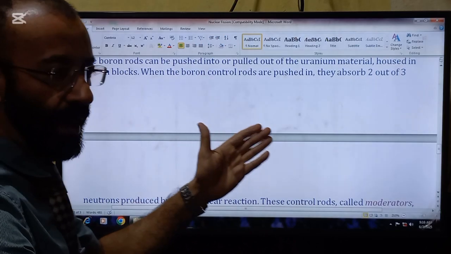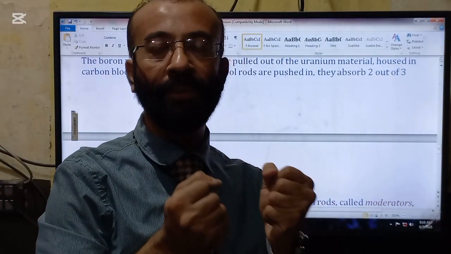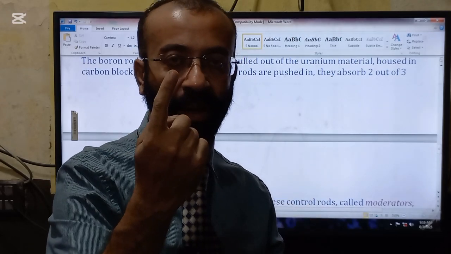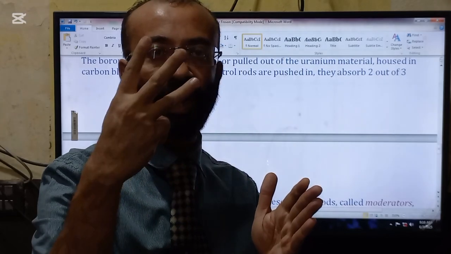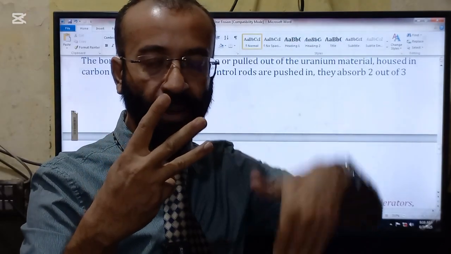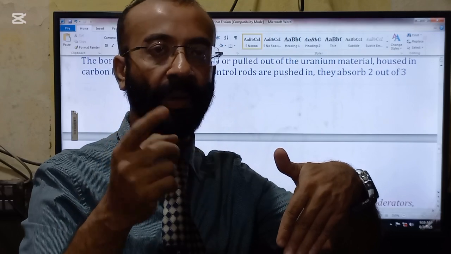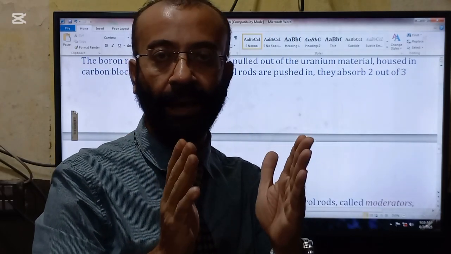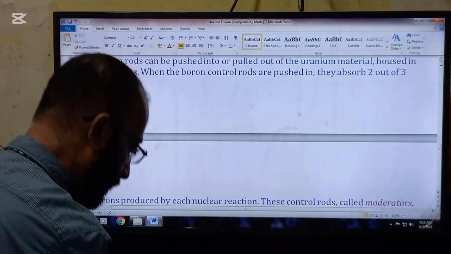They are pushed in and pushed out. Each time they are pushed in, they absorb 2 out of the 3 neutrons produced. So there will be only 1 left. That will strike and will produce again 3. So the boron rod will push in again and will absorb 2 out of 3 neutrons. So again 1 will be left. This kind of fission process which is carried out in a nuclear reactor is called controlled fission.